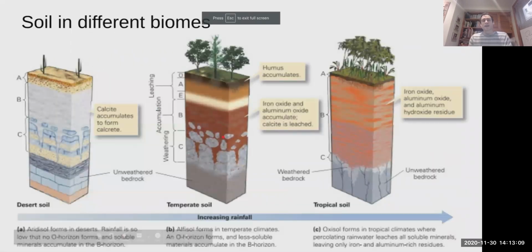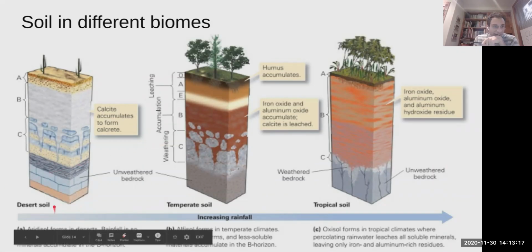Yes. These are soil types in different biomes. And notice the biomes are not too specific. I got desert, that's specific, but then temperate and tropical. The difference between these is the amount of rainfall. Desert, of course, gets the least amount of rainfall. Temperate areas get a moderate amount of rainfall, and tropical areas get the most.